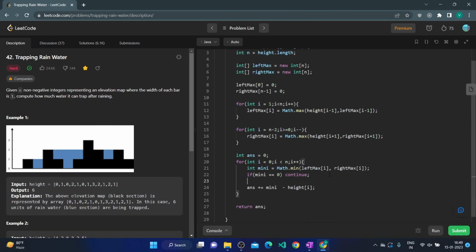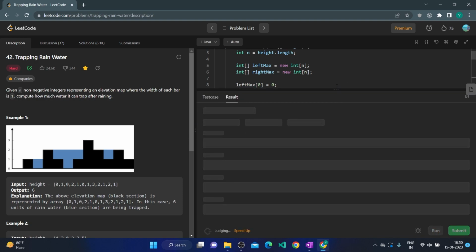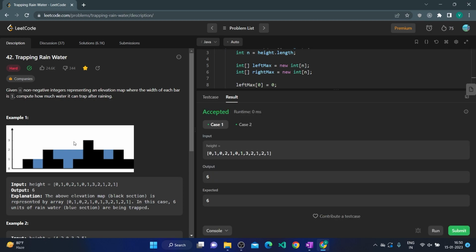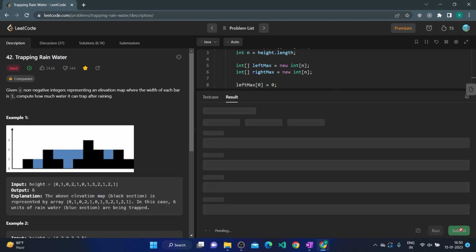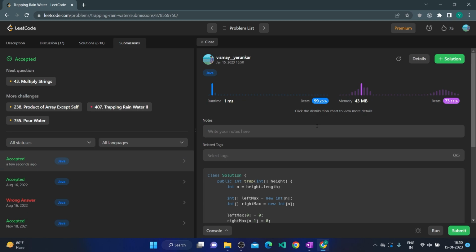And here we will add another condition: if the height of the ith element is greater than this mini, then in this case again we will continue. So this basically states that if the height of any bar is greater than the minimum height of the bars from the left and right side, then there is no water stored, so we can continue. And I think we can get rid of this statement. So now let's try to run this. Okay, so it gets accepted. So let's try to submit this. Okay, so at last it gets submitted.